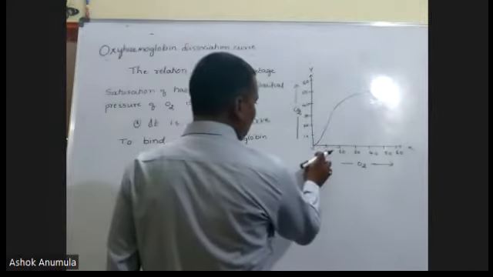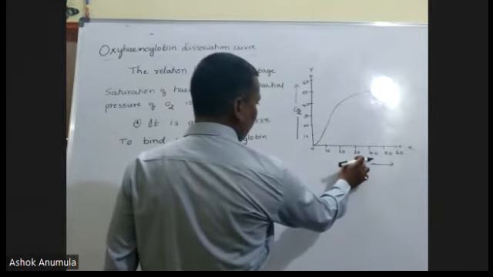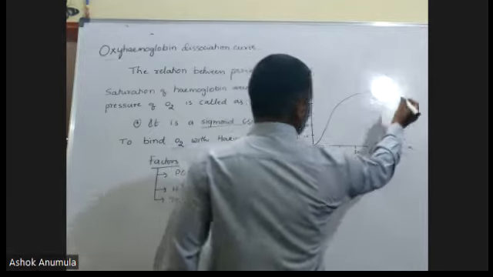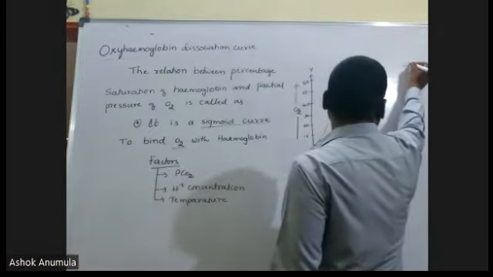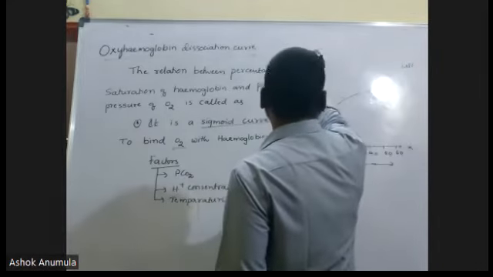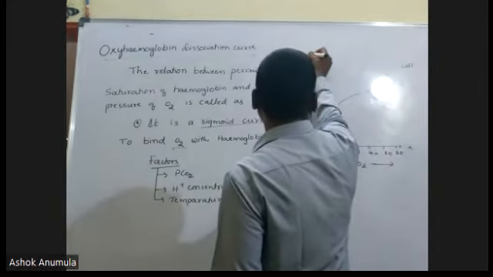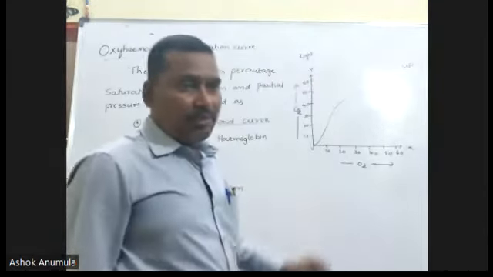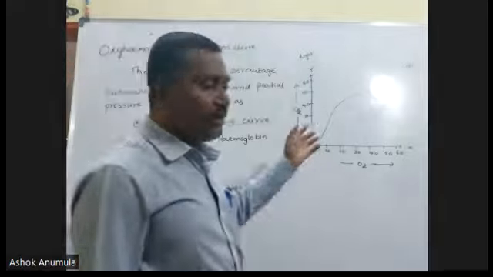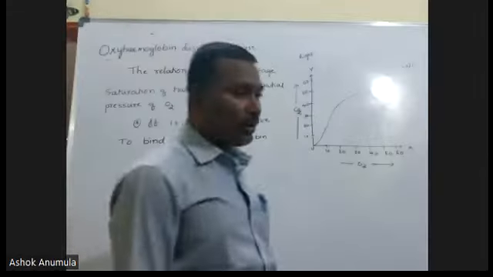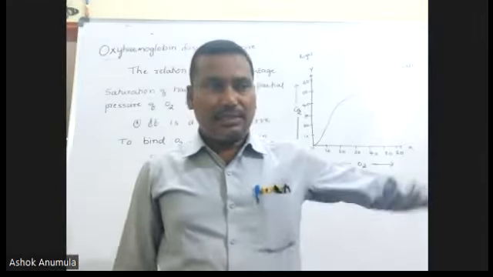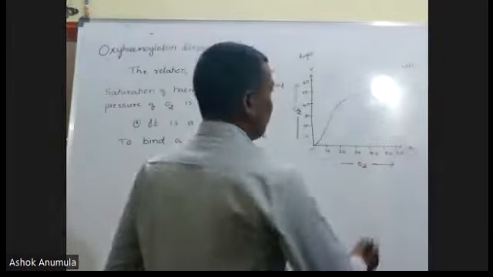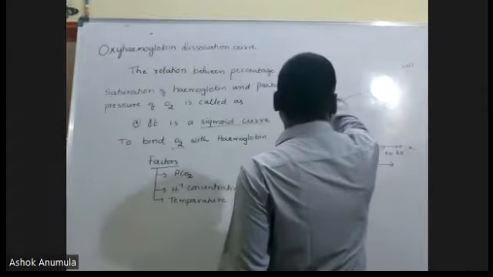If oxygen is more, the curve will shift to the left side. This is the left side, and this is the right side. Most people get confused about which is left and which is right. That's why, if you stand like this, this is the left side and this is the right side. We have to see that only.